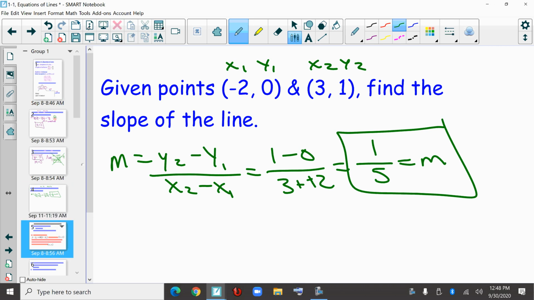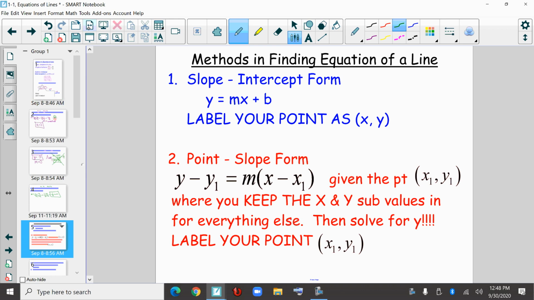Now let's physically find all the equations of the lines. So how do we go about that? There are two methods. The first method is going to be the slope-intercept form, which is y equals mx plus b, and you always and forever will label your point xy. M is your slope and b is your y-intercept. Your y-intercept is a point. It is 0, b. Super important your brain understands that. I am very picky about a y-intercept. A y-intercept is a point on the graph, so therefore it must have an x-coordinate and a y-coordinate.